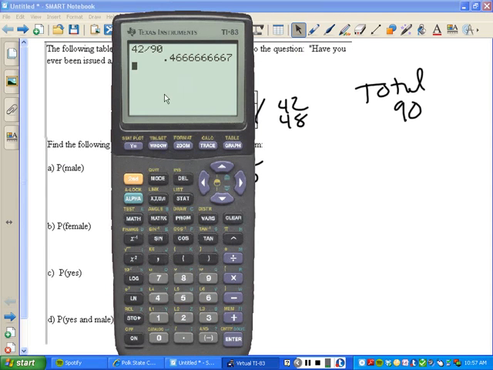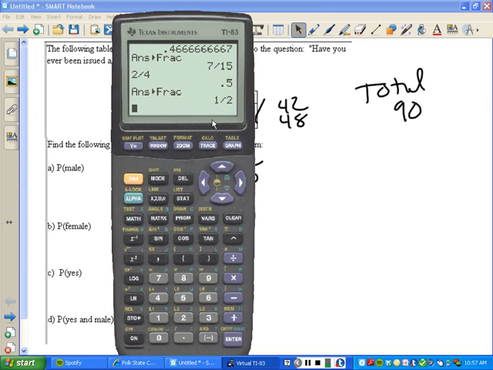Hit math, frac. That'll take that decimal and convert it back to a fraction. The good news for you is it converts it to a fraction that's been reduced. Just hit enter. So if you ever have to reduce a fraction, say you have 2 over 4, hit enter, math, frac, enter again, and you'll get 1/2.